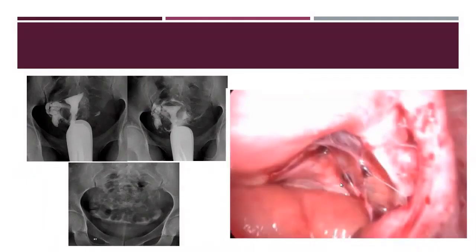This is another case of hydrosalpinx, and here laparoscopy revealed the cause. There is superficial endometriosis. Usually the superficial endometriotic patches we could not see on imaging, but they are seen on laparoscope.